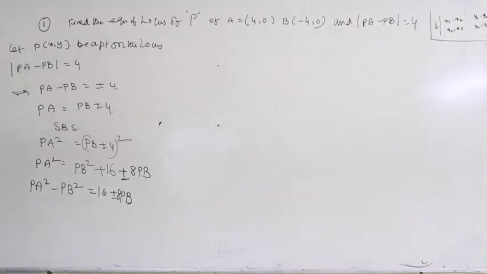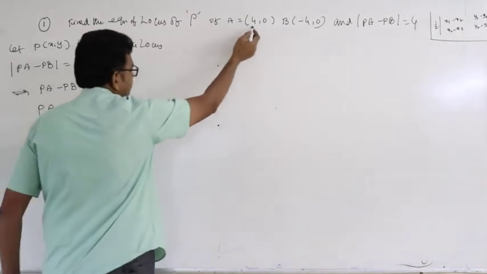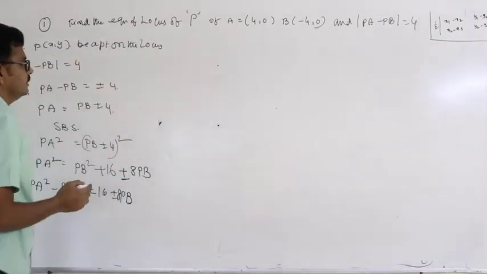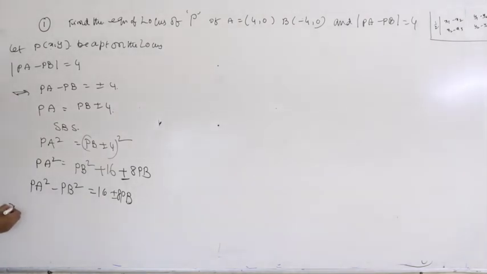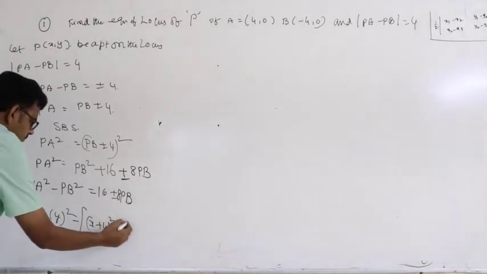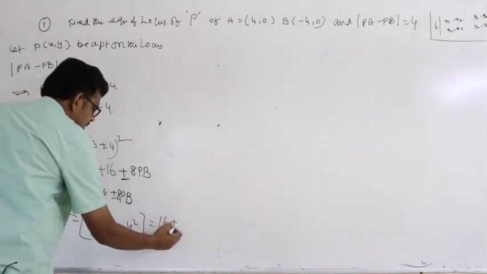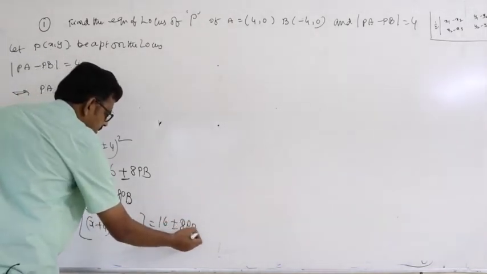Now PA square. P is (x, y) and A is (4,0). So this is x1 y1, x2 y2. PA square is x minus 4 whole square plus y minus 0 whole square, minus PB square. B is (minus 4, 0), so x plus 4 whole square plus y minus 0 whole square, is equal to 16 plus or minus 8PB.